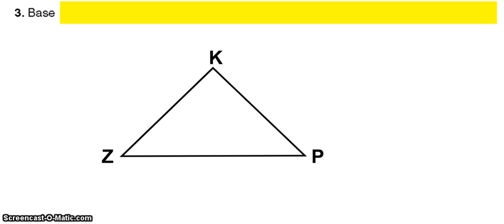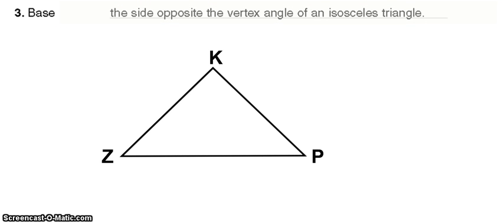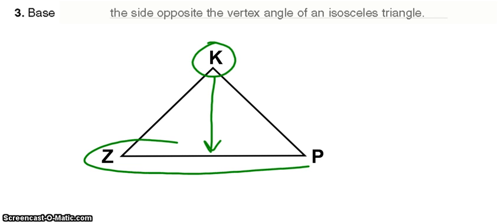Number 3, base. This is the side opposite the vertex angle of an isosceles triangle. So we just said that our vertex angle was up here with angle K. So our side opposite, that'll be down here. That means segment ZP is our base. Go ahead and write the definition, the triangle, and segment ZP.